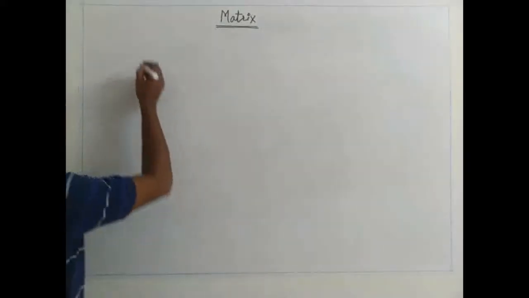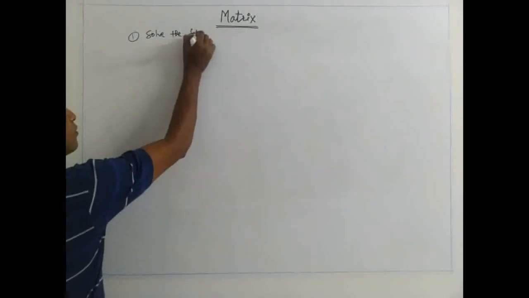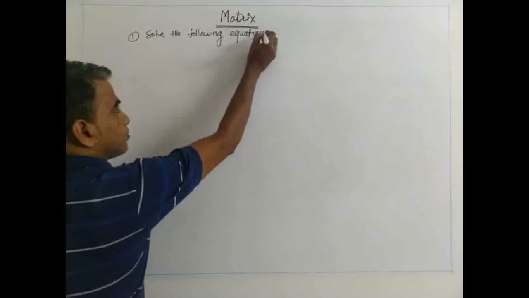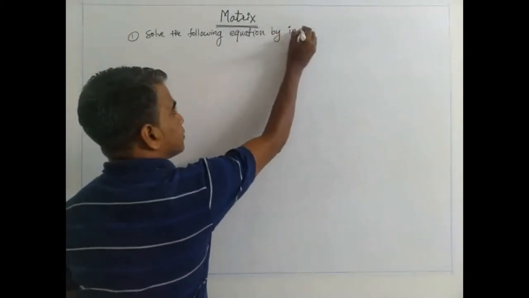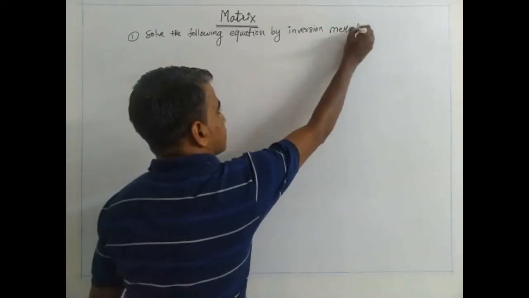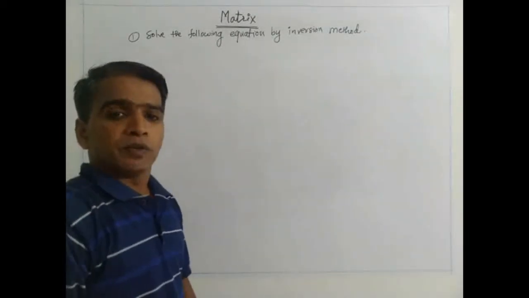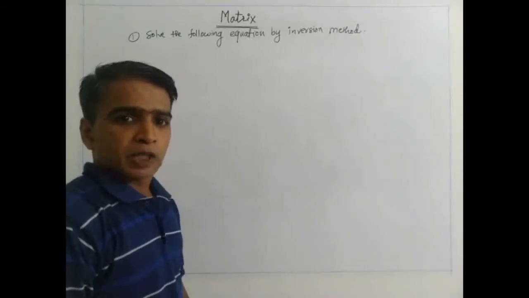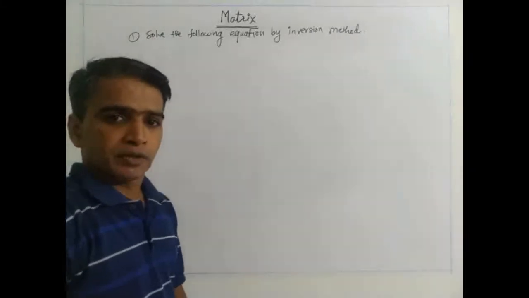Solve the following equation by inversion method. In that method we have to find the inverse. For finding the inverse we learned two methods in the last lecture: inverse by using the transformation method or inverse by using the adjoint method. Any one of the methods we can use to find A inverse.